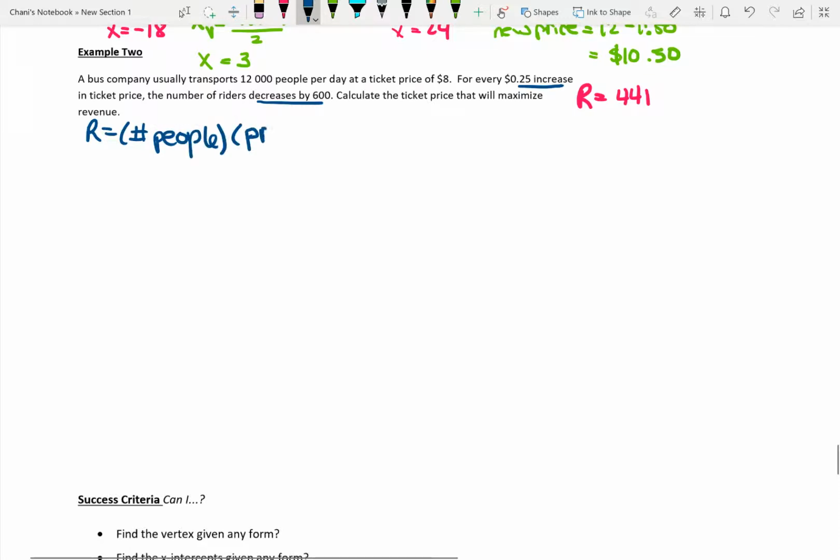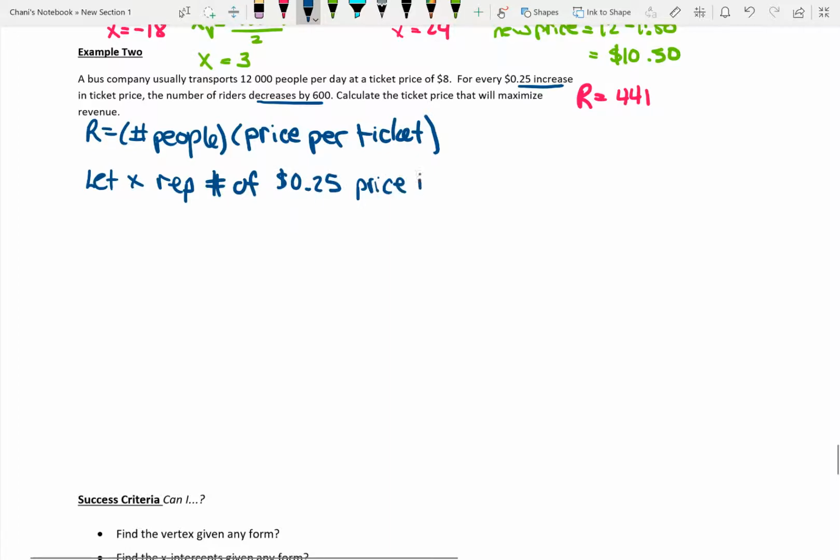times the price of a bus ticket. So right now you can see that we're at 12,000 people a day, $8 a ticket. So you could calculate the current revenue if you wanted. So we're going to say, let X represent the number of, in this case, it talks about 25-cent price increases. So the number of 25-cent price increases.